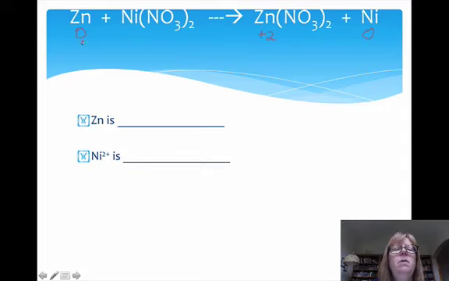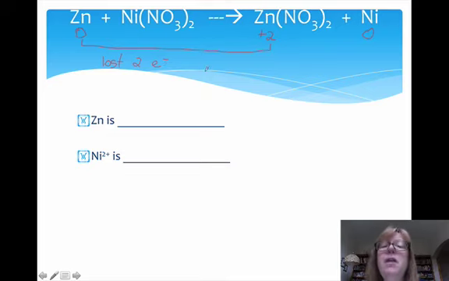So 0 to +2. Did it gain or did it lose electrons? Well, it lost 2 electrons. Remember, electrons are negative, so when you lose them, you become more positive. So we lost electrons, and oxidation is losing. Zinc is oxidized.